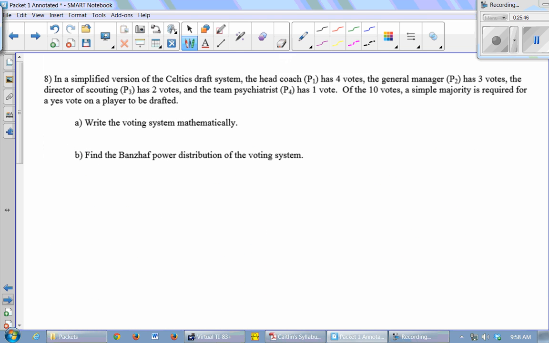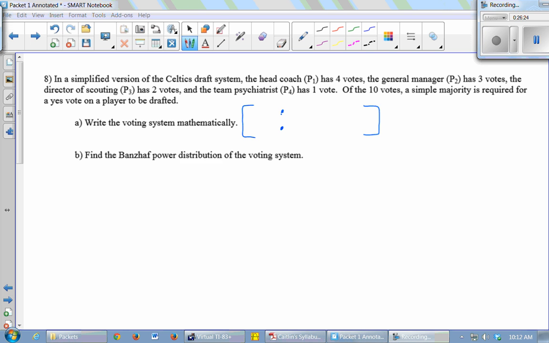Okay, so in a simplified version of the Celtics draft system, the head coach, who we're going to call player 1, gets 4 votes. The general manager, player 2, gets 3 votes. The director of scouting, player 3, has 2 votes, and the team psychiatrist, player 4, has 1 vote. That's 10 votes total. Of the 10 votes, a simple majority, which is how many? 6, is required for a yes vote for a player to be drafted. So I want you to write down the system mathematically and find the Banzhaf power distribution.